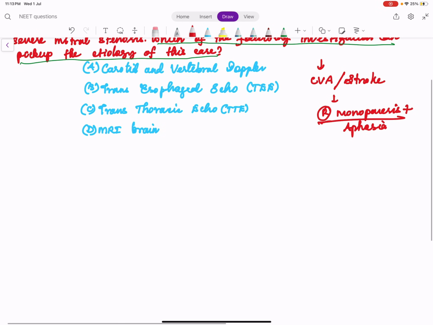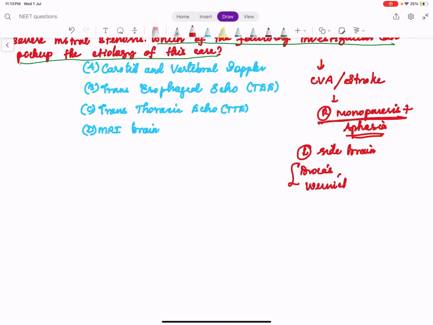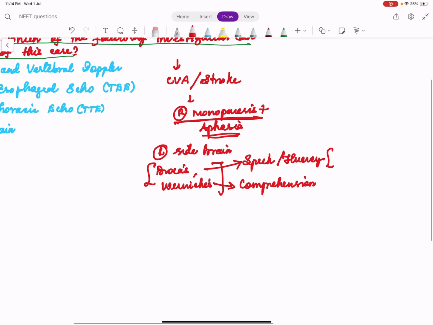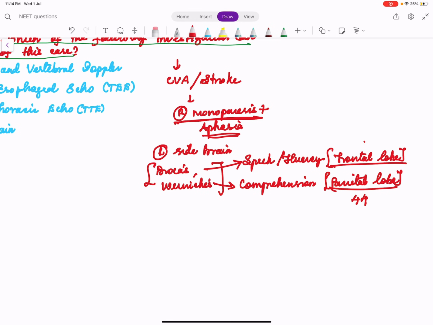Usually right monoparesis or a right hemiparesis and aphasia go together because usually the left side of the brain is the dominant brain and has the language centers, that is Broca's area and Wernicke's area. Broca's area is area 22, Wernicke's area is area 44. Broca's area is the area for speech, the motor component of speech, or the fluency of speech. Wernicke's area is the area for comprehension. Broca's area is located in the frontal lobe. Wernicke's area is located in the parietal lobe.